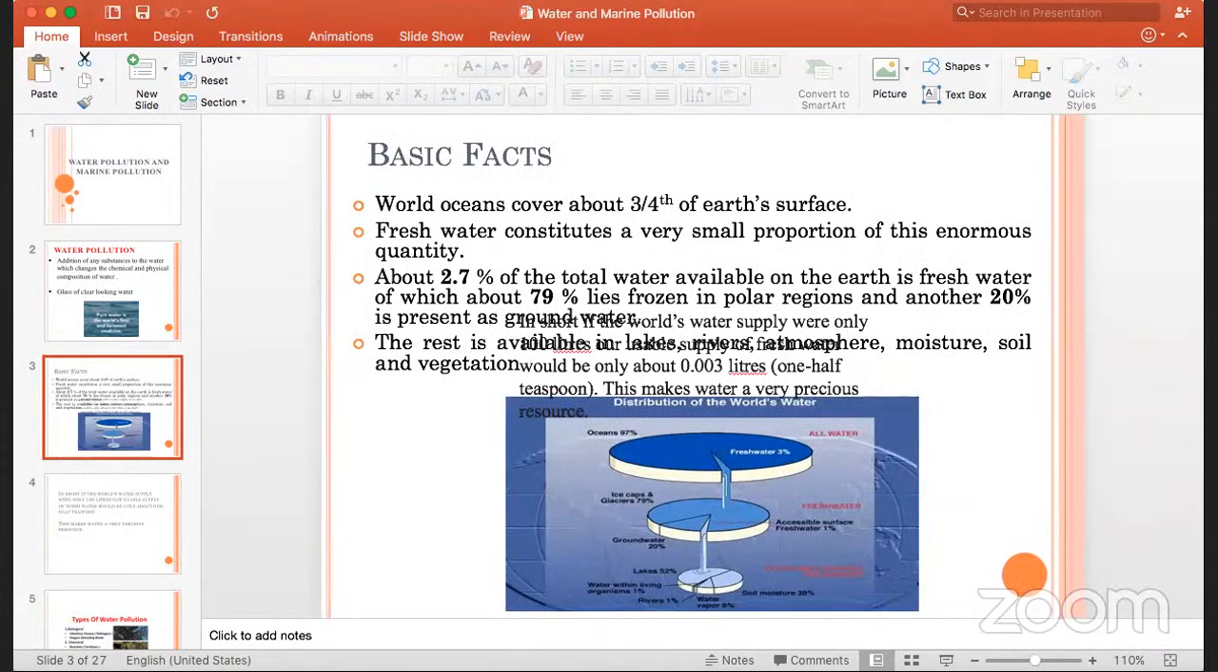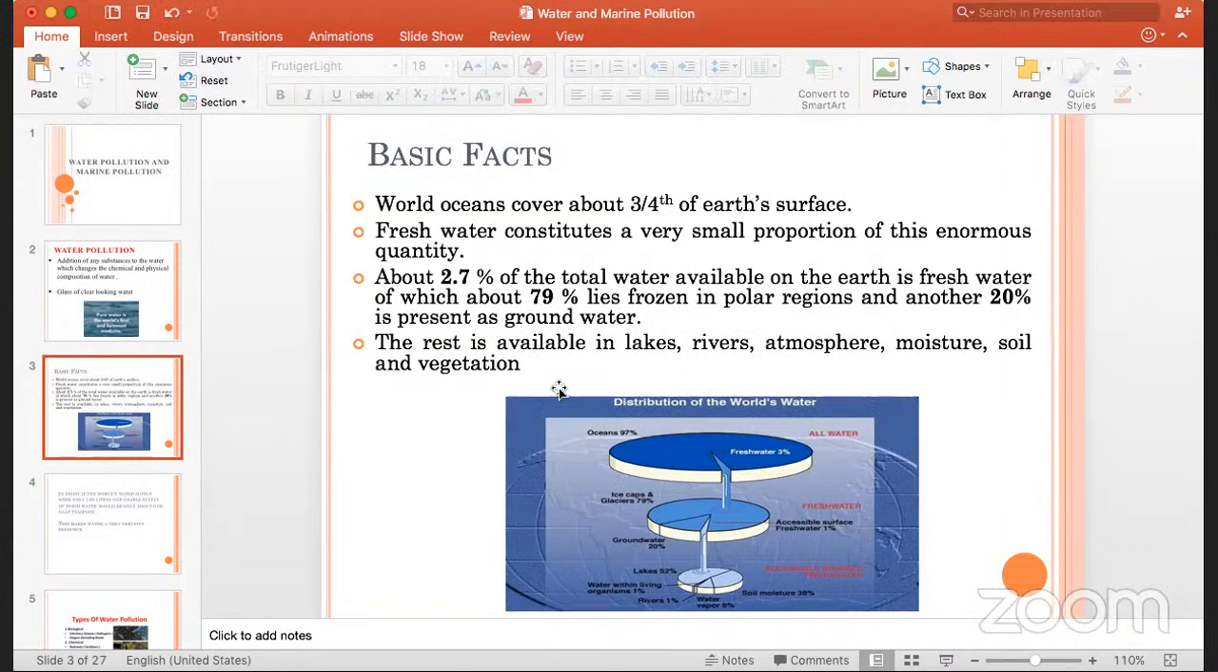Right. So what does this say? That water as a resource is extremely valuable, and it's also extremely limited. Now look at the water that we have globally. Most of the water that we have, around 97%, is in the form of oceans, which means it is salty. You cannot use it directly for your day-to-day activities.